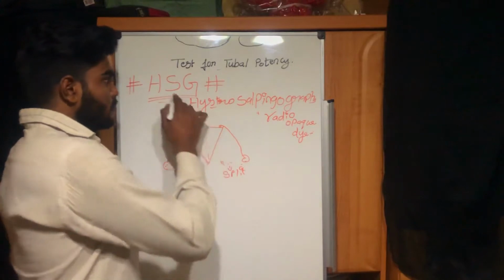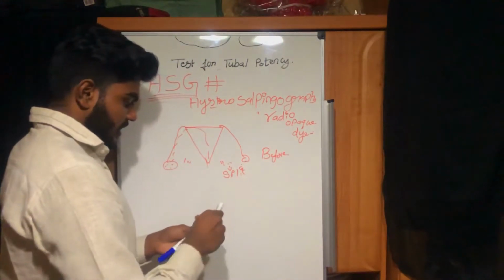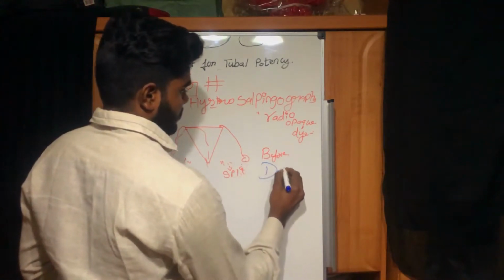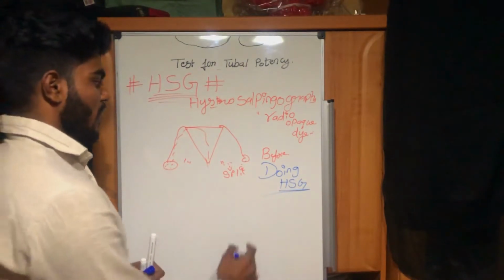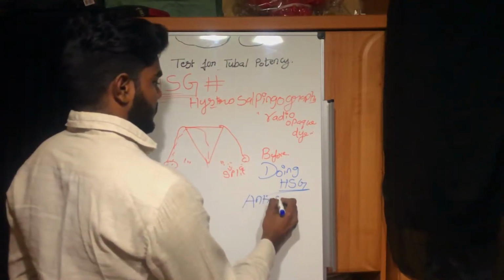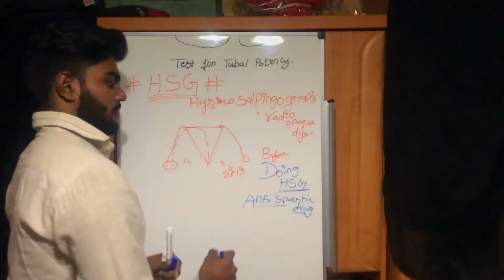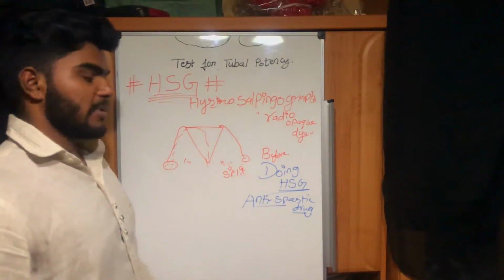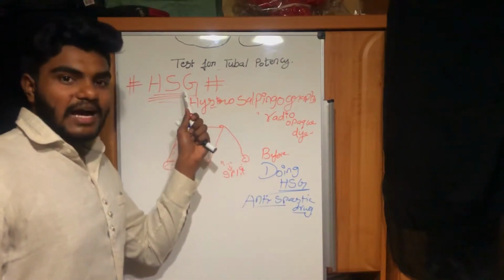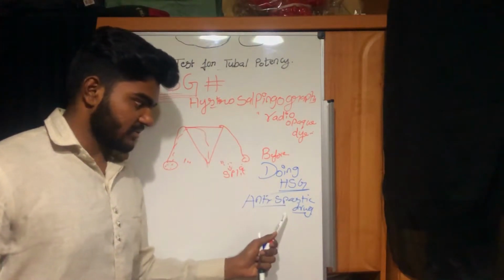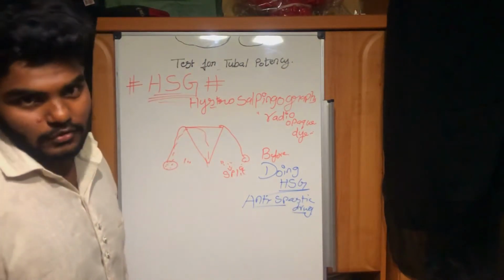Before doing HSG, that's very important. Before doing HSG, I must give an antispasmodic drug to the patient. This is a very important question. Before doing HSG, we must give an antispasmodic drug to the patient. Why do we give this drug to the patient before doing HSG?